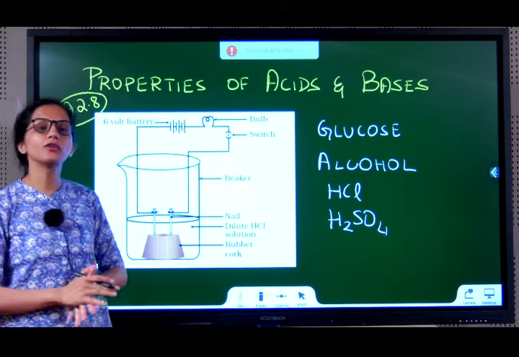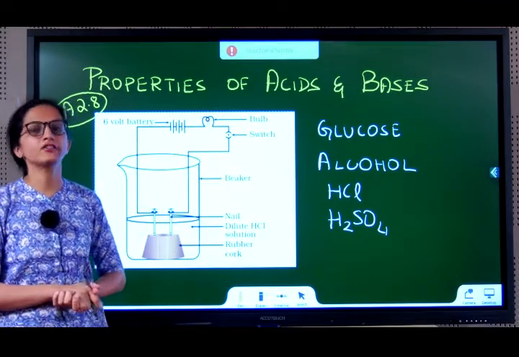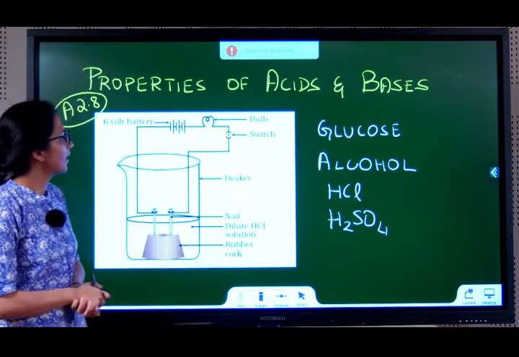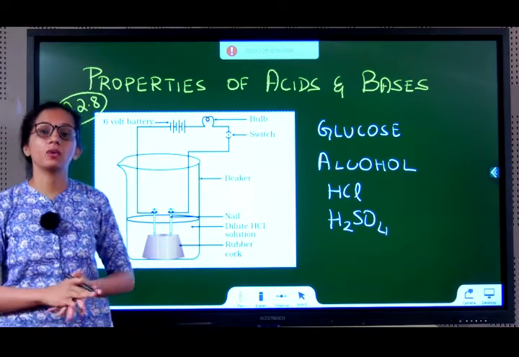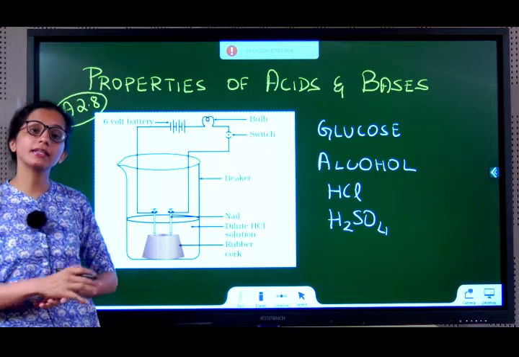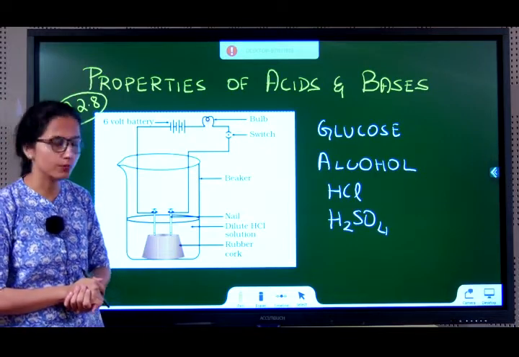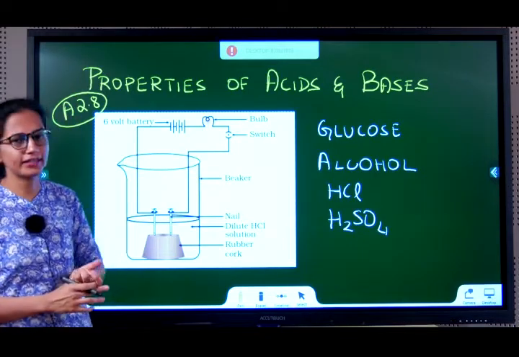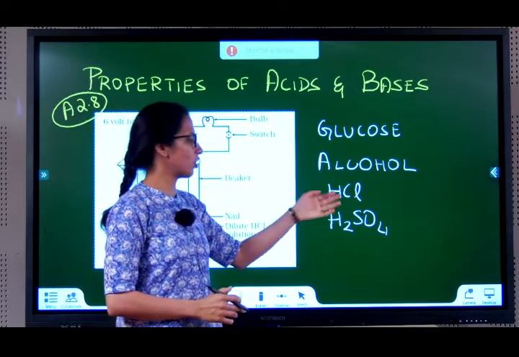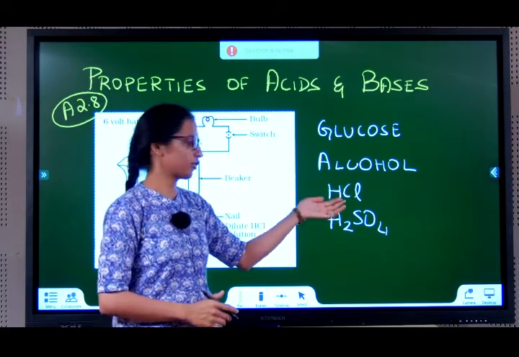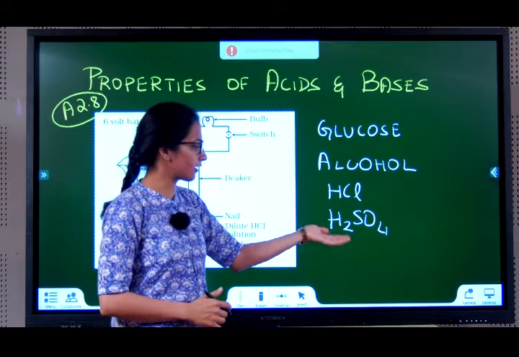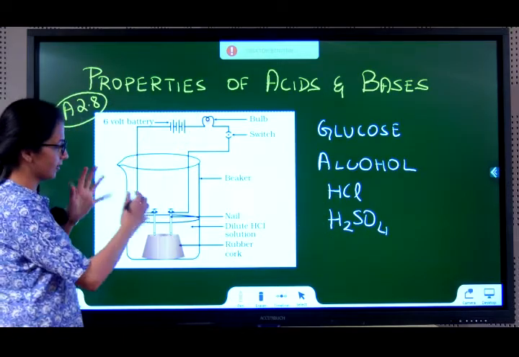Let us now see a few properties of acids and bases. What kind of characteristics do they show? Here we are going to do an experiment with electricity and see whether they conduct electricity or not. Activity 2.8 tells you to take glucose, alcohol, dilute hydrochloric acid, and dilute sulfuric acid and conduct this experiment.